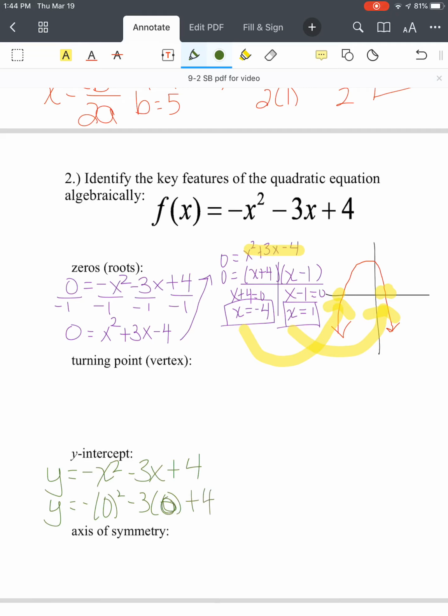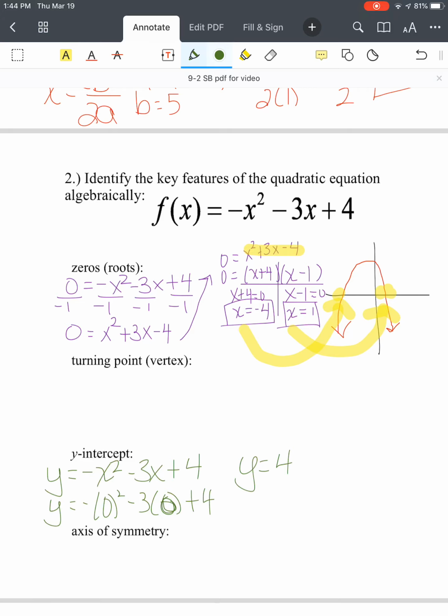I like to use the parentheses anytime I'm substituting in a value. It just kind of helps me when you're plugging into the calculator. That way there'll be no mistakes. So when I do this, I get y equals 4. So this parabola crosses through the y-axis at 4.